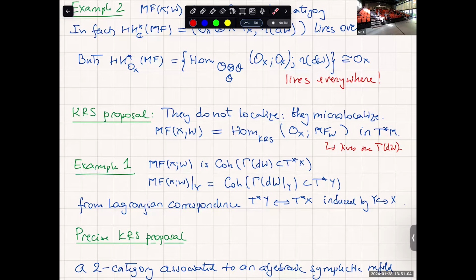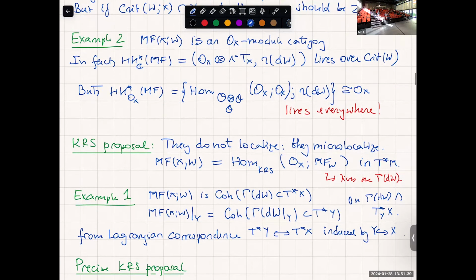But here's how we solve example 1. Where does the restriction of the matrix factorization category live? Well, it lives in the intersection of the graph of dW with the conormal bundle of Y. And that exactly captures the critical points of W restricted to Y. So that gives the right answer. So it solves that problem.